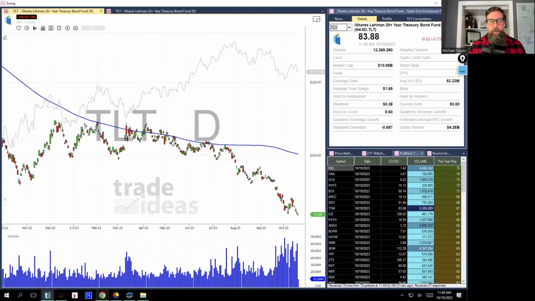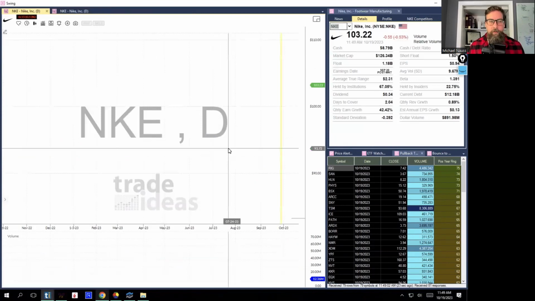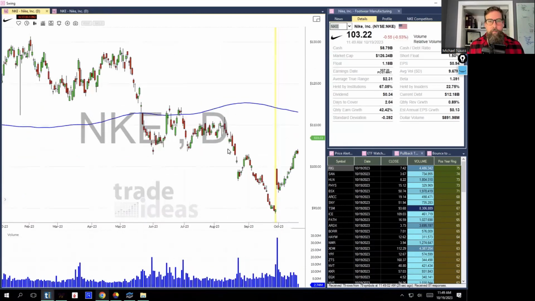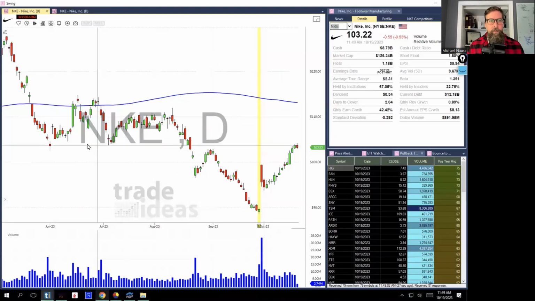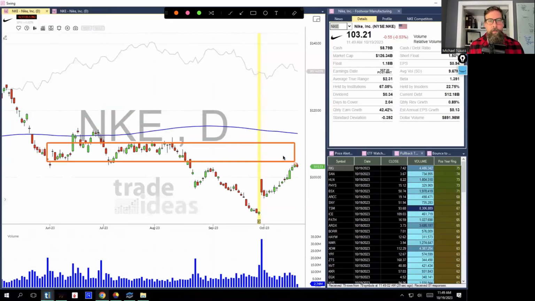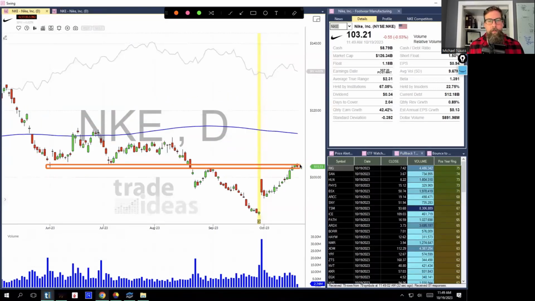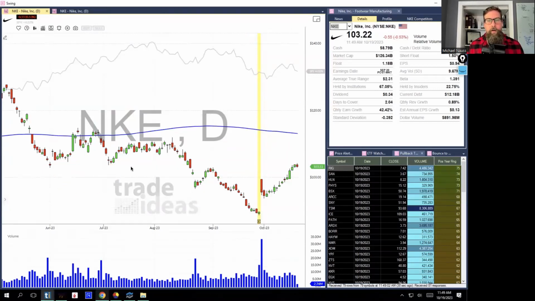Nike's a little bit interesting. I'm actually going to check just because I haven't looked at it. It's struggling with this breakdown point. Ooh, right here. So I think that's going to be the do or die point on Nike. Massive area of resistance right here.